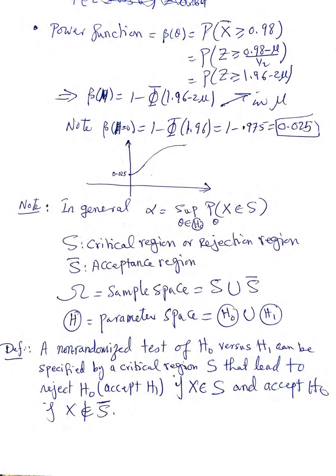In general, if you want to define alpha, we define it as the supremum of the probability of rejecting H0 when theta belongs to the null hypothesis. It means X belongs to S, the rejection region. S is the rejection region, and the complement of S is the acceptance region. Finally, the non-randomized test of H0 versus H1 can be specified by the critical region. So we reject H0 if the data, or X bar, or X belongs to S. Otherwise, we accept H0.